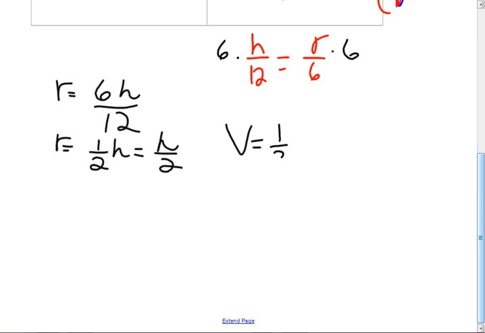You're right. There was a 2, but that might be by chance. So it's R squared H. I'm going to put that R in there, which is H over 2.